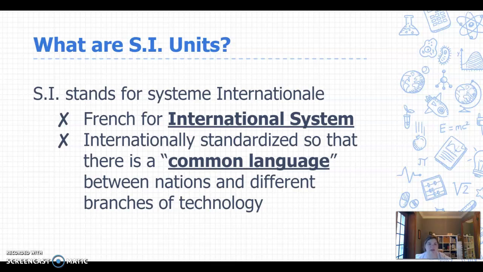So SI units stand for Système International, which is French for international system. Internationally standardized so that there is a common language between nations and different branches of technology. So this would be a universal system.